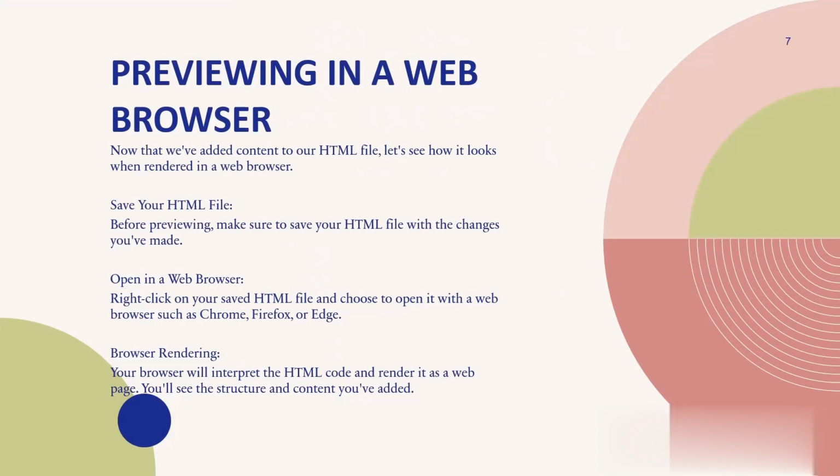Previewing in a web browser. Now that we have added the content to our HTML file, let's see how it looks when rendered in a web browser. After we have saved our HTML file, we just open it by using a web browser like Chrome, Firefox, or Edge, and browser rendering. Your browser will interpret the HTML code and render it as a web page. You will see the structure and content you have added. So let's see a live example of how to do it.